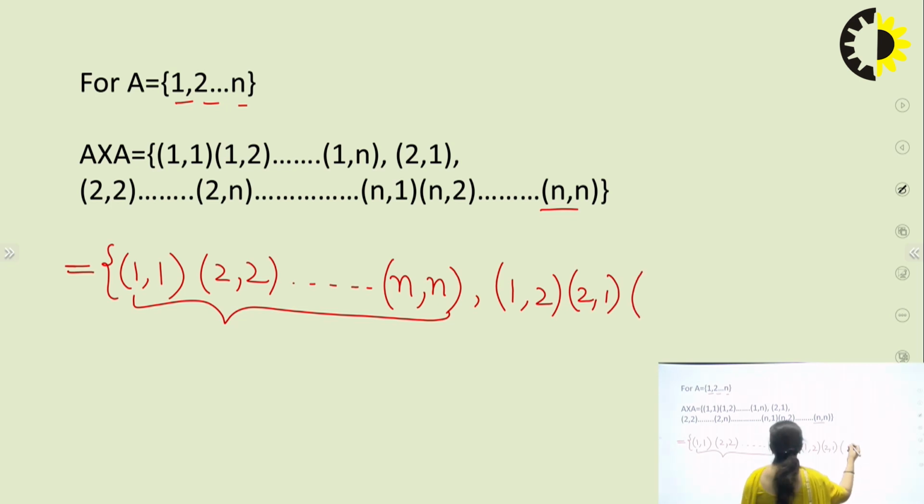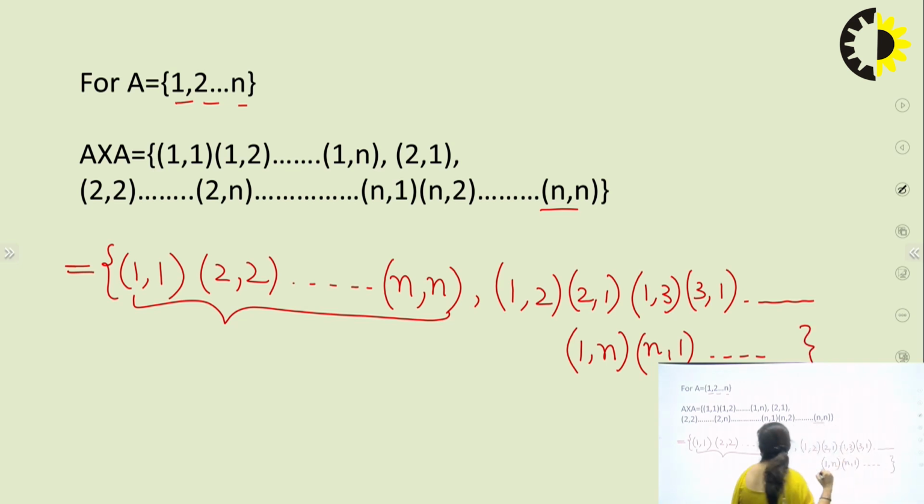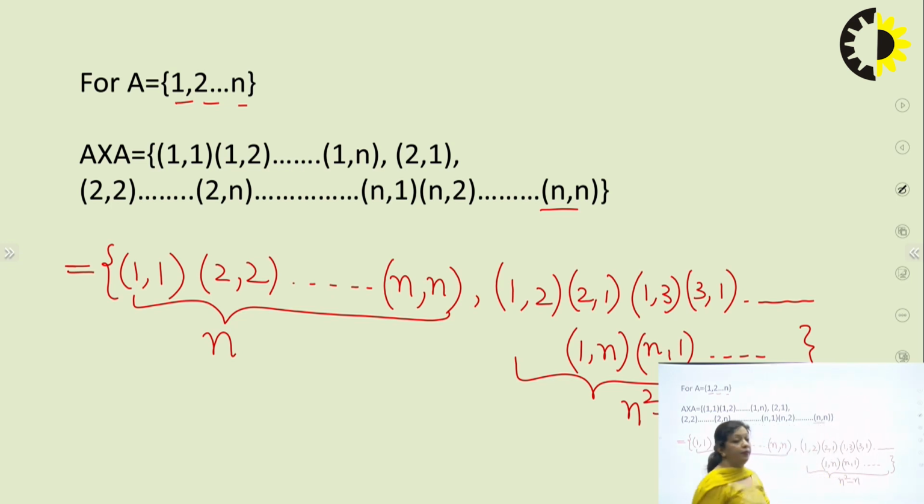Then I can have (1, 3), (3, 1), and so on up till (1, n), (n, 1), and it will go on like this. Now, if I see the diagonal elements, how many diagonal elements do I have? n. And the remaining elements are n square minus n, because the total number of elements in A cross A was n square. So the remaining elements become n square minus n.